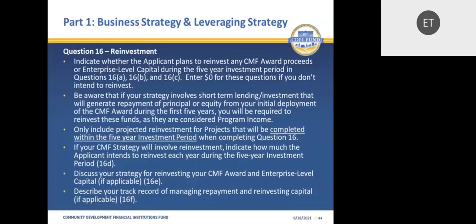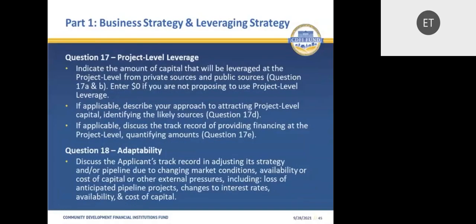So if your CMF strategy does involve reinvestment, in 16D, you'll indicate how much you intend to reinvest each year during the 5-year investment period, and it'll say year 1, year 2, you'll fill it out for those 5 years. In 16E, this is where you'll discuss your strategy for reinvesting your CMF award and enterprise level capital. In 16F, you'll describe that track record of managing repayment and reinvesting capital.